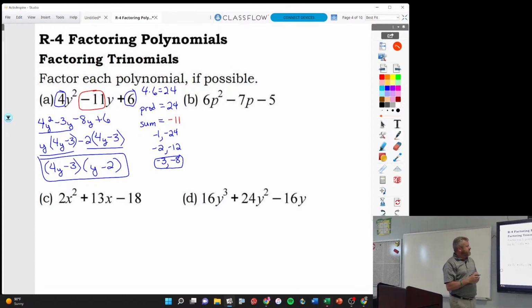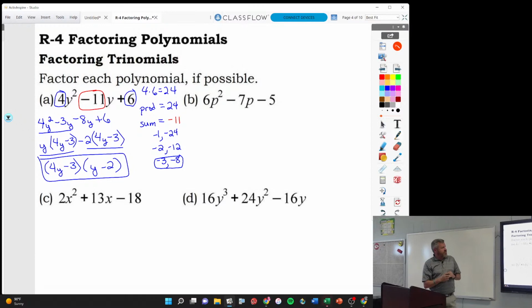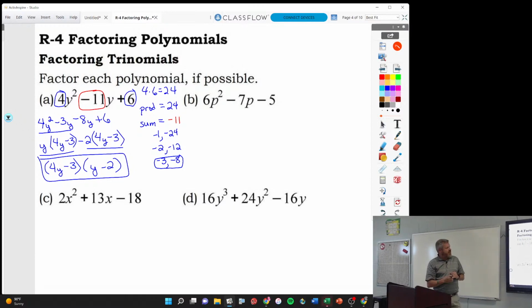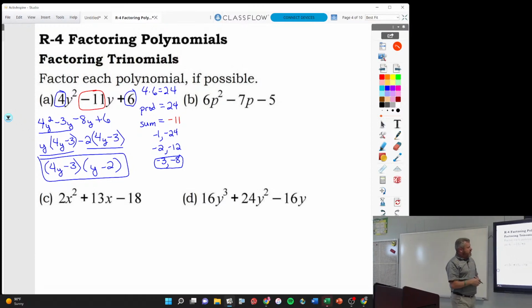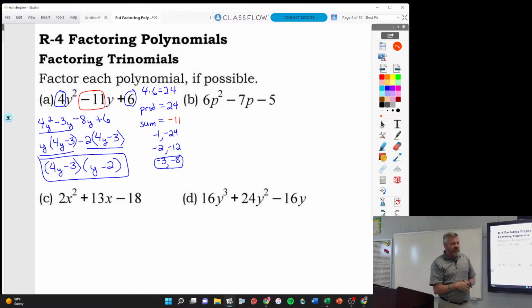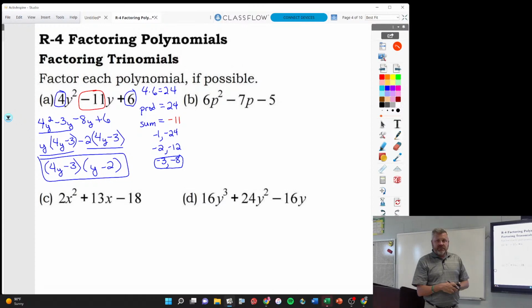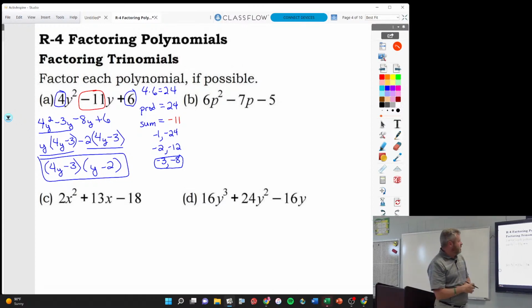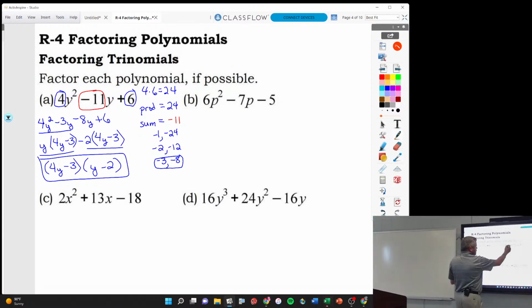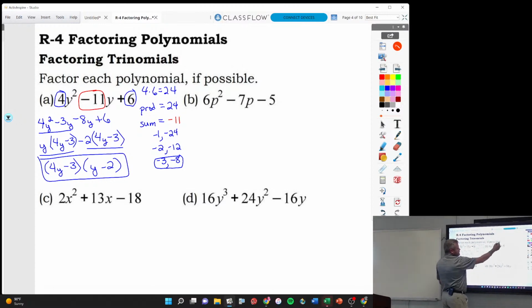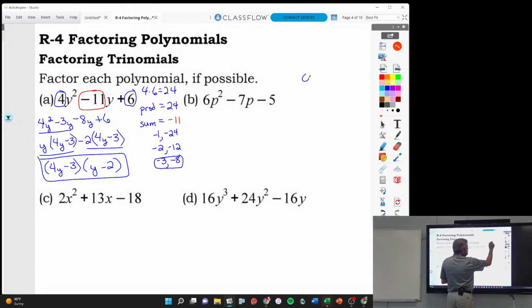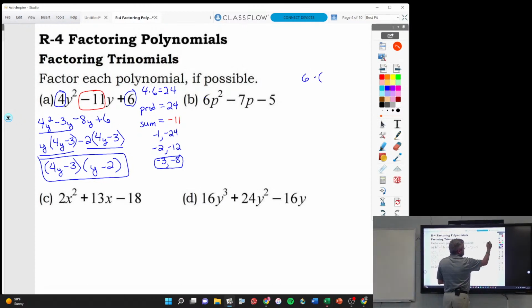Part B, 6p squared minus 7p minus 5. As I look at part B, again, we have to ask ourselves, can I factor out a greatest common factor? And in this case, again, there is no greatest common factor. So let's look, this is a quadratic. Let's look at the first term and the last term. Multiply those numbers together. I have a 6 times negative 5. 6 times negative 5 is negative 30.